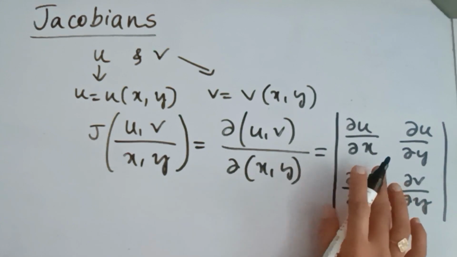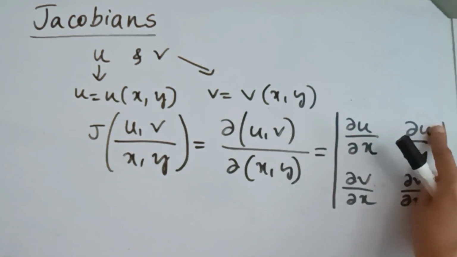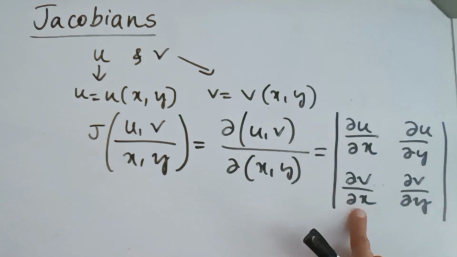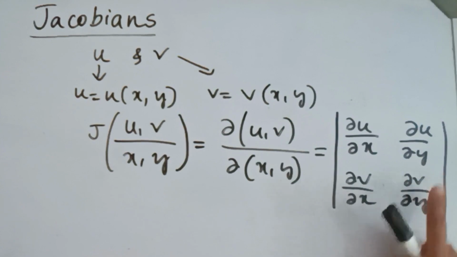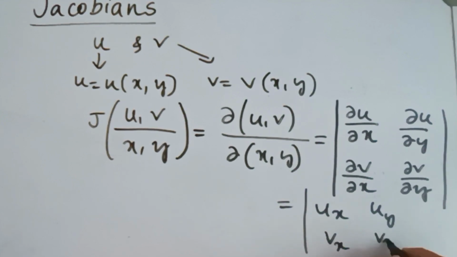The meaning of this is the determinant of: first row, partial derivative of u with respect to x, partial derivative of u with respect to y; second row, partial derivative of v with respect to x, partial derivative of v with respect to y. Or the same thing as the determinant of ux, uy and vx, vy.